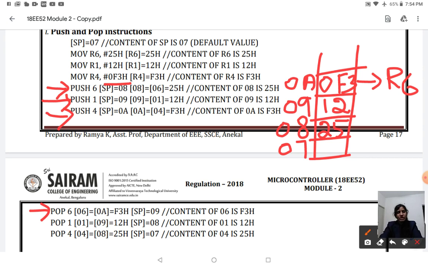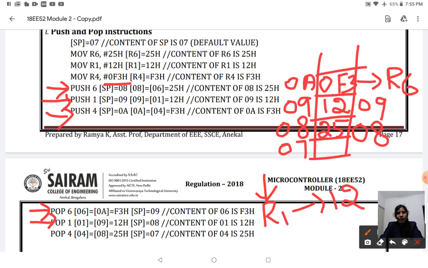Once the pop instruction is executed, the stack pointer is automatically decremented. So from 0A it comes to 09. Again, pop 1 means in R1 the content of 12 will be stored. So now 12 is the value stored in the R1 register. After executing this instruction, the stack pointer is decremented and it comes to 08.